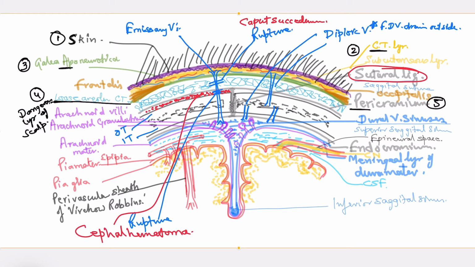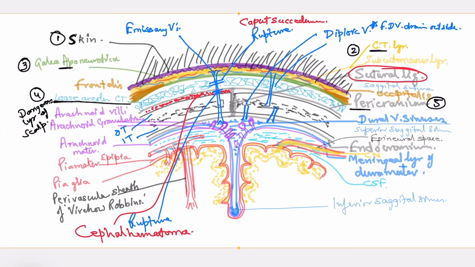So this blood collected below the pericranium will take the shape of the bone concerned. Like if it's the parietal bone, that parietal bone is limited by the coronal suture from the frontal bone. It's limited by the sagittal suture from the opposite parietal bone. With the occipital or lambdoid suture, it's limited from the occipital bone, and it also is limited from the temporal bone.